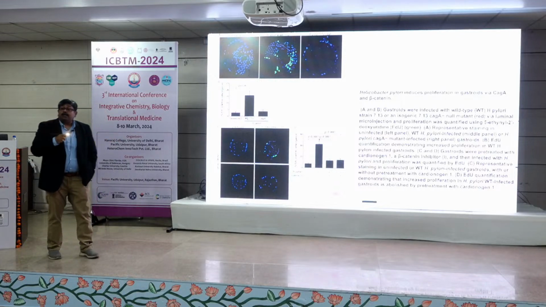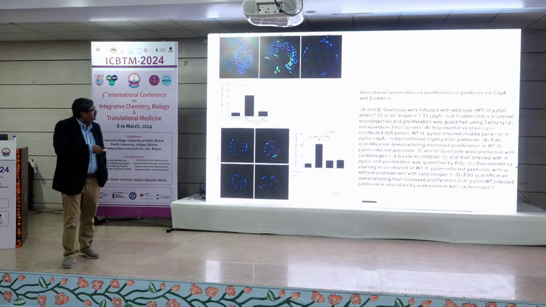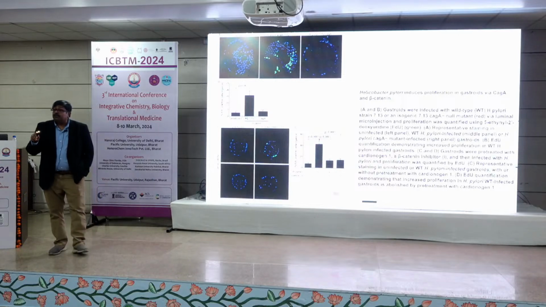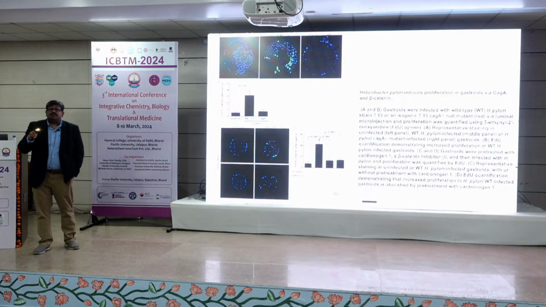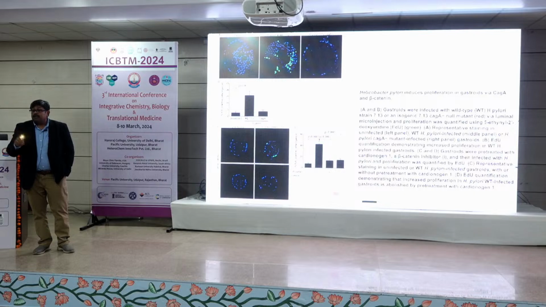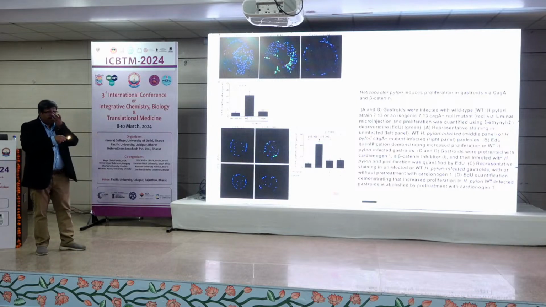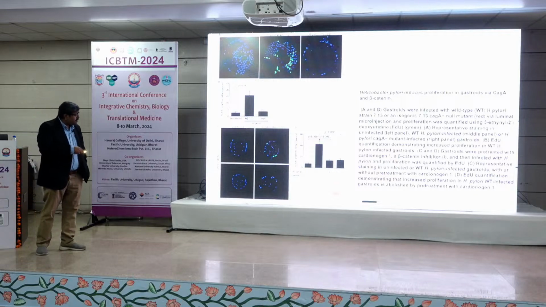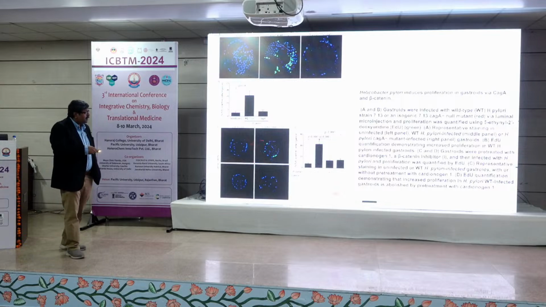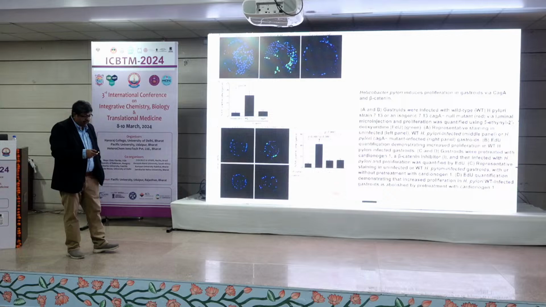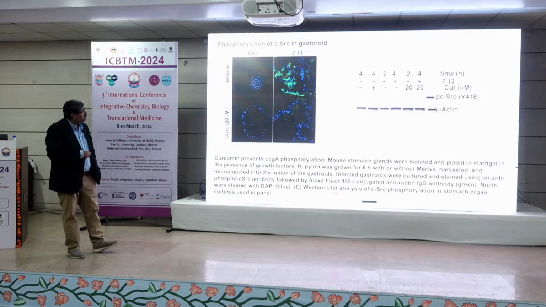H. pylori causes proliferation in the gastric epithelial cells. Whenever we did 2D culture, we were not able to see this BrdU incorporation. We have only seen it when we switch to this spheroid and organoid model. And this is beta-catenin, showing how beta-catenin can translocate and activate in the whole process.